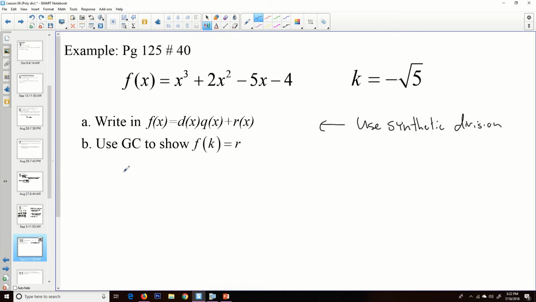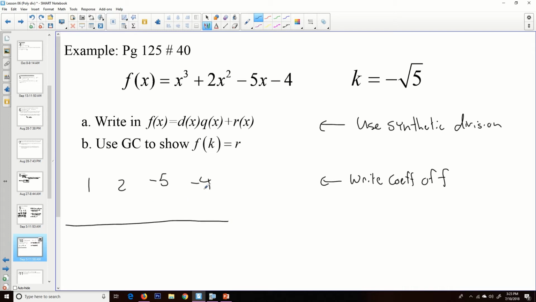All right, so I'm going to write my coefficients of f of x. And so I've got a 1, I've got a 2, I've got a negative 5, I've got a 4. Notice I'm not missing any, so I didn't need any zeros in this case. And in this case, the factor would be x plus square root of 5. So we're just going to actually use this negative square root of 5 here.